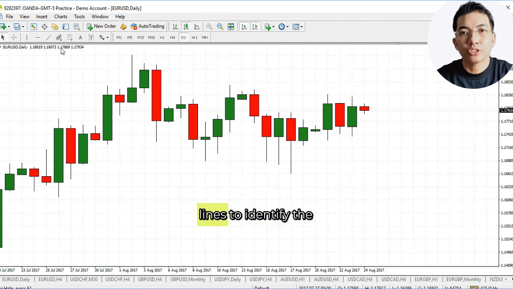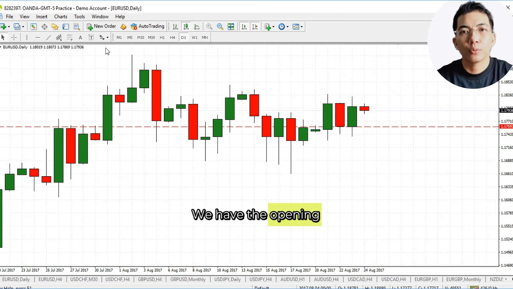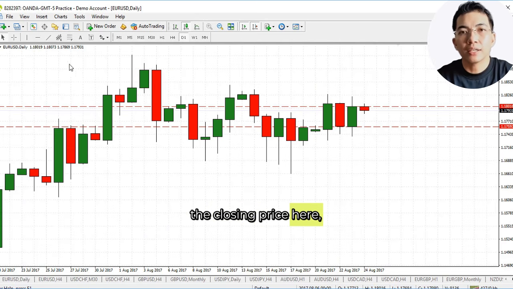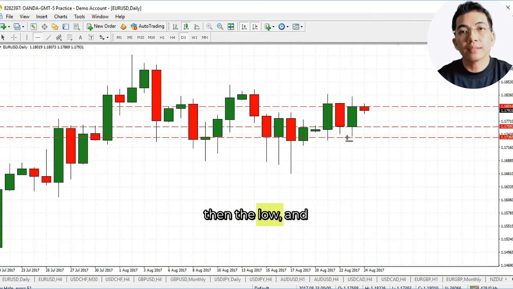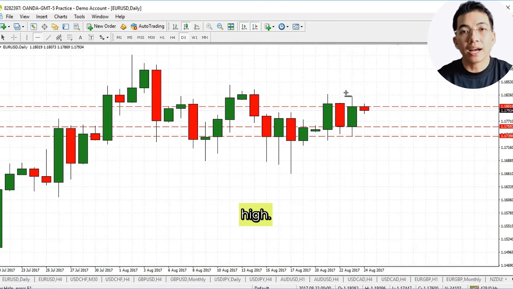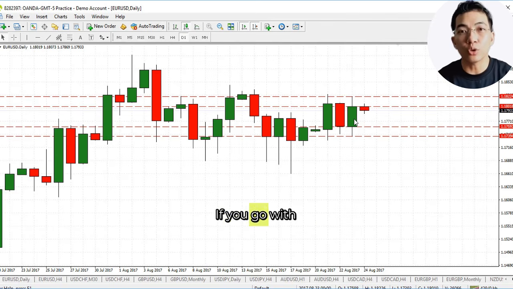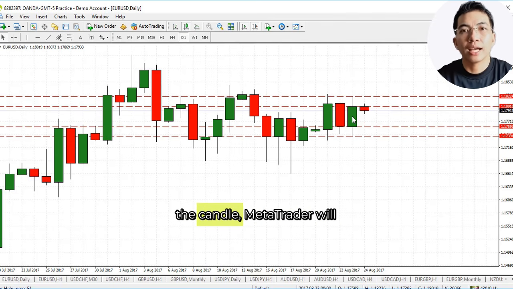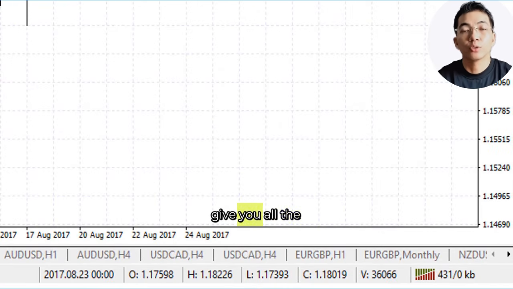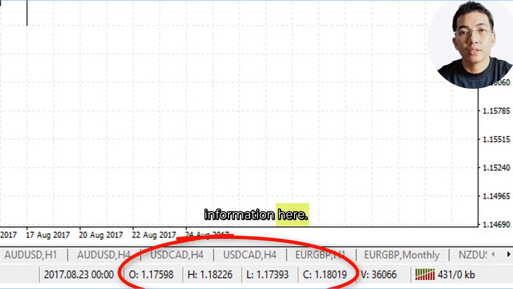So I draw my lines to identify the key levels of this candle. We have the opening price, then we have the closing price here, then the low, and here we have the high. Also, there is no need to draw the lines. If you go with your mouse cursor on the candle, MetaTrader will give you all the information here. You can see OHLC, that stands for open, high, low, and close.